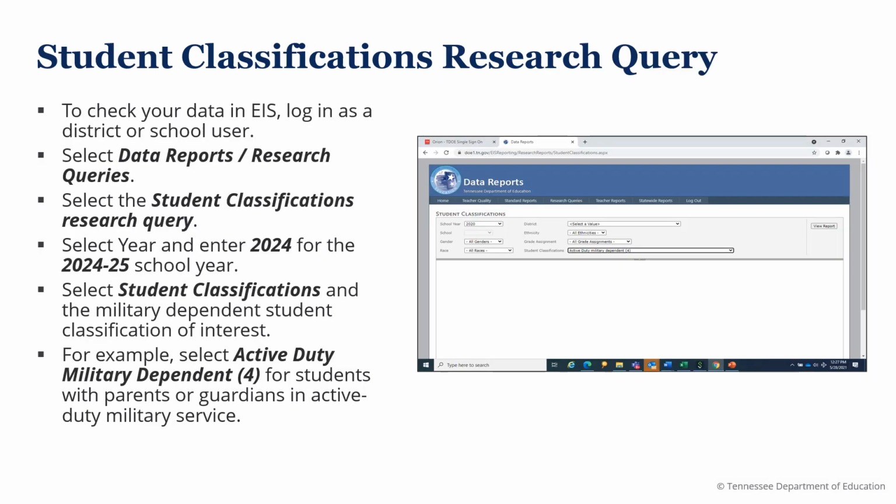The Student Classifications Research Query. This is the key tool for checking your data in EIS. So you will log in as a district or school user, select Data Reports and Research Queries. From the Research Query list, choose the Student Classifications Research Query. Year is 2024 for the 24-25 school year. From the Student Classifications drop-down box, select the Military Dependent Student Classification of Interest. For example, select Active Duty Military Dependent 4 for students with parents or guardians on active duty service.